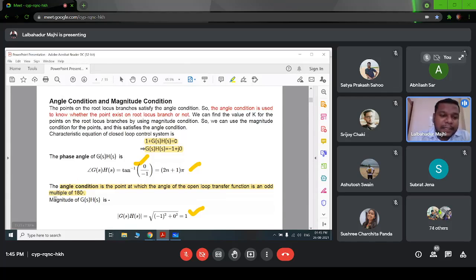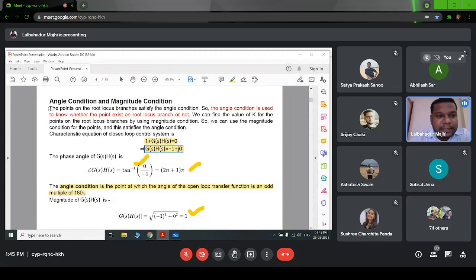And similarly, the magnitude condition: the magnitude of G(s)H(s) should be equal to 1, right? From this equation, we can say the magnitude of G(s)H(s) should be equal to 1, and the angle of G(s)H(s) is an odd multiple of 180 degrees.